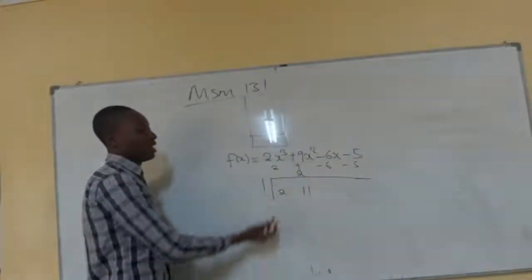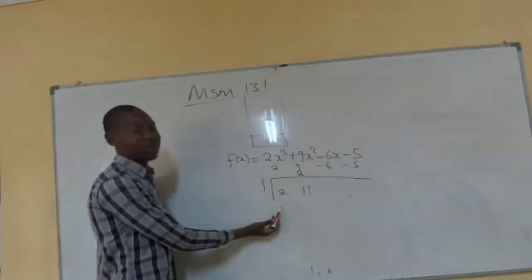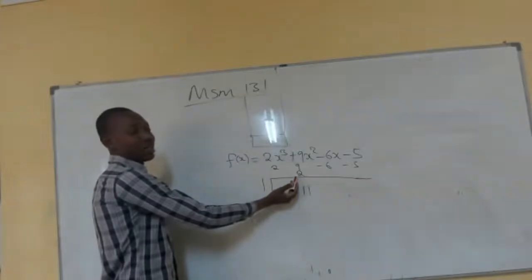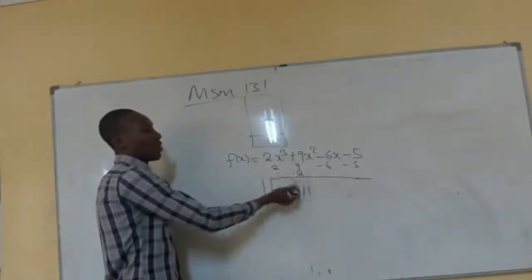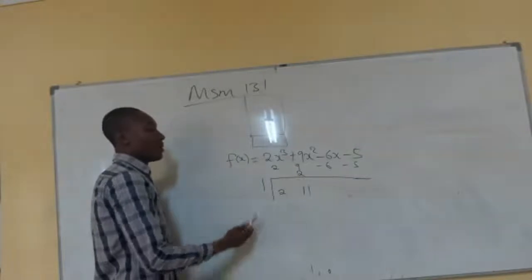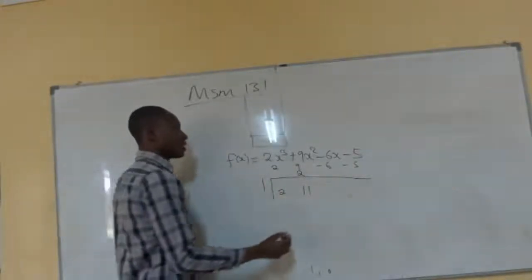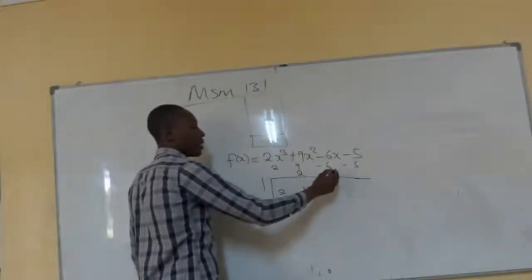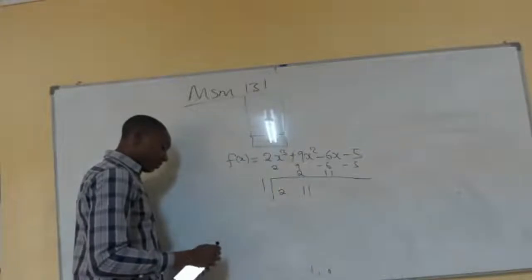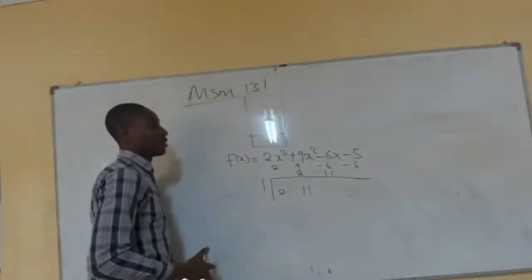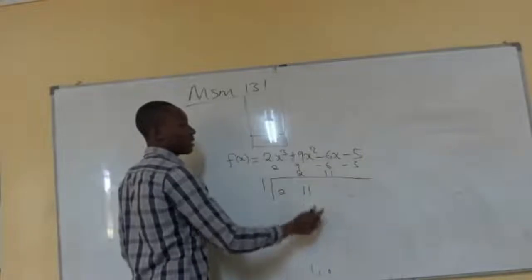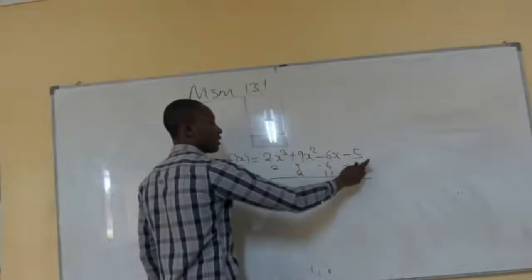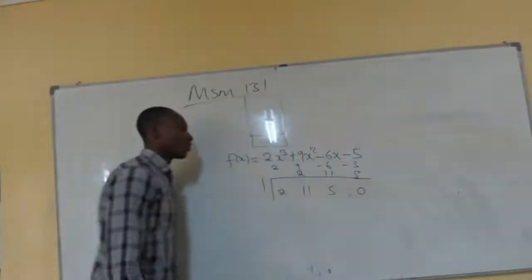I'll repeat that. We bring down the 2, okay? Then when I multiply 1 times 2, we write it under the second coefficient. Then we add 9 plus 2, which is 11. Then 1 times 11 is 11, so I'll write it under the coefficient that follows the previous one, alright? From there, negative 6 plus 11 is positive 5. Then 1 times 5 is 5, and negative 5 plus 5 is 0, okay?